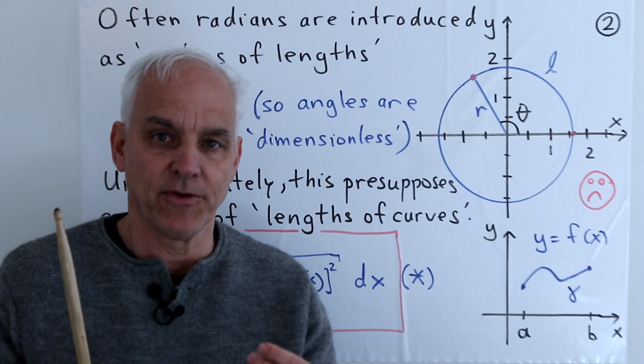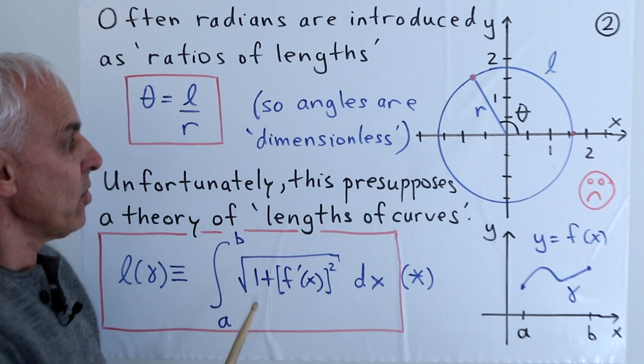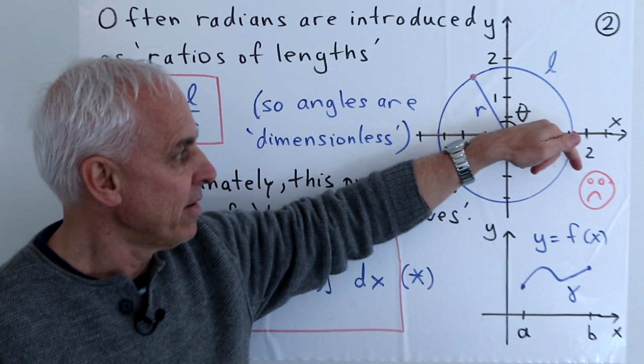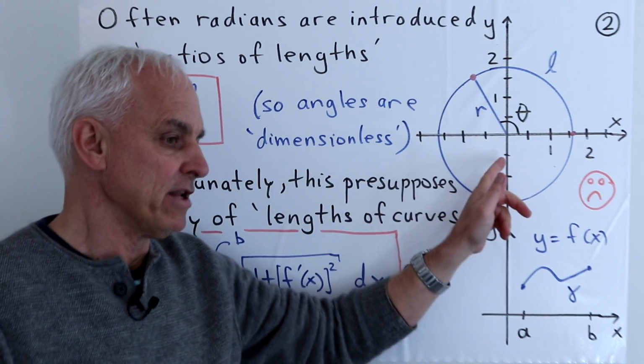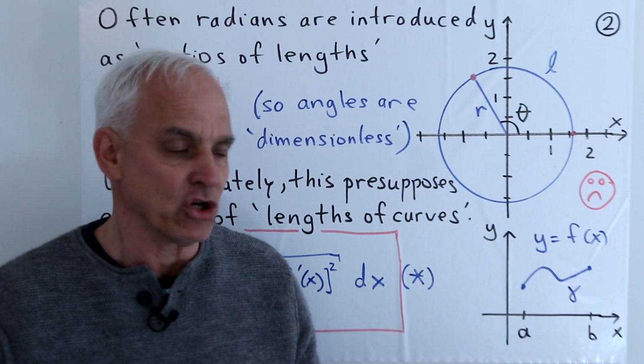So the ratio of this arc length to the radius length is another way of defining the angle theta as measured in radians. This makes it more clear that the angles in this context are dimensionless because we have a dimension of length divided by a dimension of length. So technically, that's dimensionless.